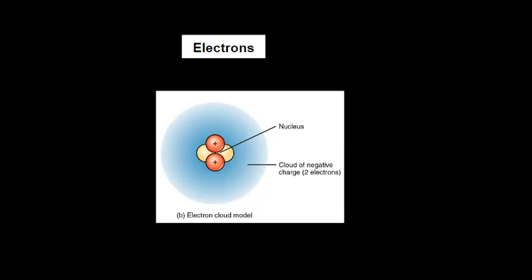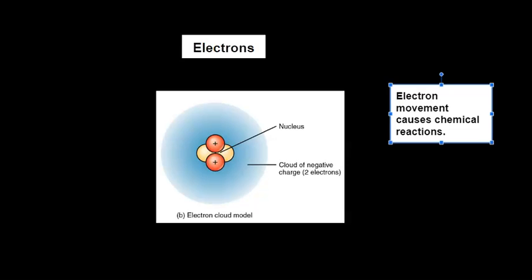So on the screen we have a picture. The picture shows us the nucleus, where we have the protons with a positive charge, and the neutrons with a neutral charge, the tan-colored particle in the picture. But outside of the nucleus, we have these electrons. And these electrons are really important because electron movement causes chemical reactions. Oh, chemical reactions sound like they're pretty important in chemistry, right? So let's take a look at how all this works.